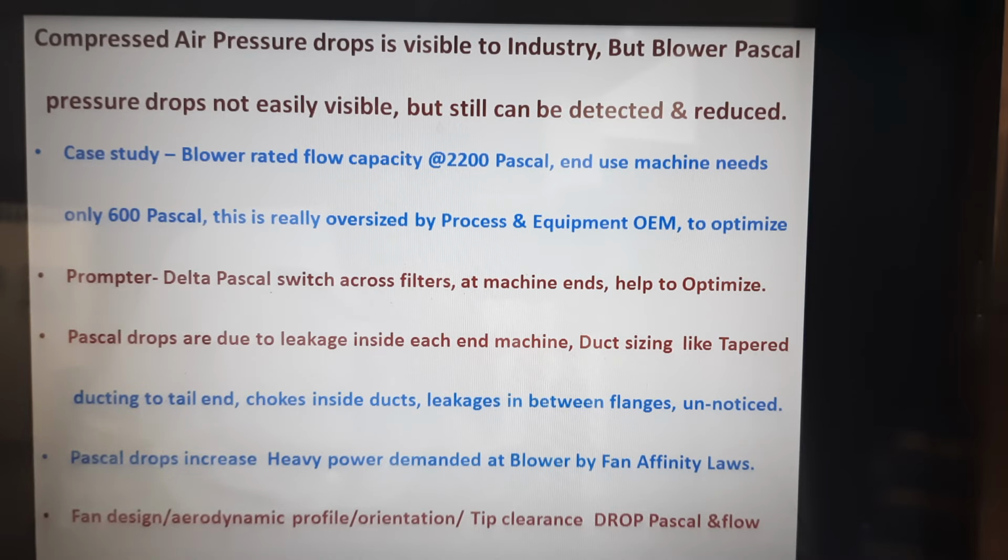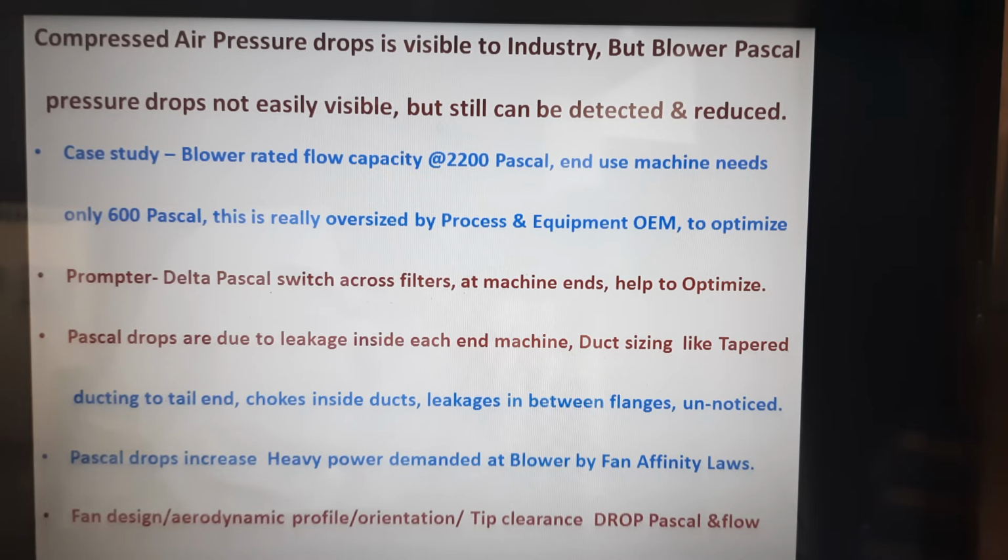Case study: a blower rated 2200 Pascal for the given flow rate, whereas each machine wants only 600 Pascal. But this blower is oversized, and 600 Pascal demand and 2200 Pascal supply is totally not logical as such. This is oversized by the process and the equipment OEM. This needs to be optimized.